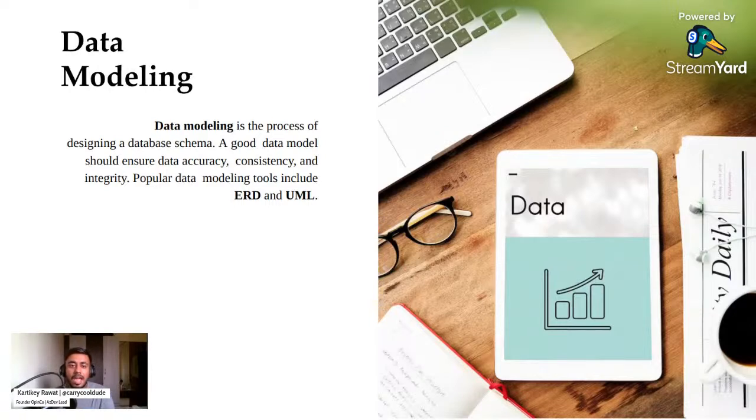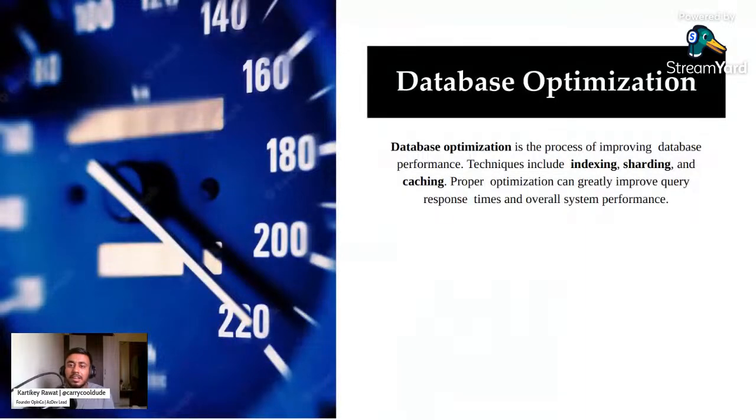Cool. Let's talk about ERD and UML, and I will go deeper into that later. But let's talk about what database optimization is. It's a process of improving database performance. For that, we can use techniques like indexing, sharding, and caching. We are not going into that in depth in this talk, because I mainly talk about Azure database services.